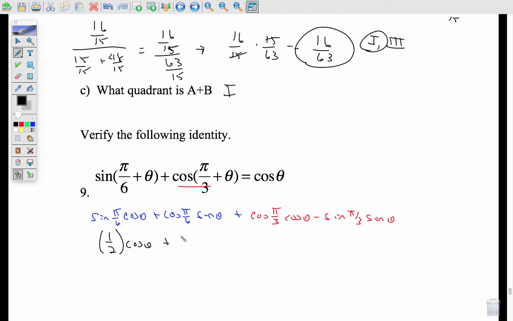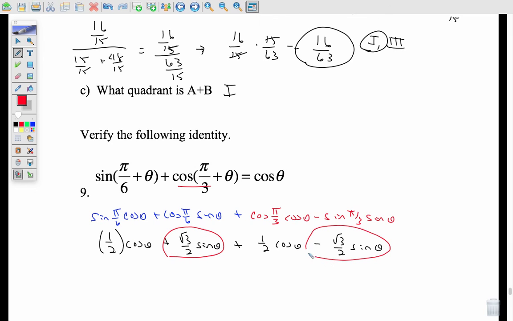Both of those angles should look familiar because they come straight off of our unit circle. The sine of pi over 6, the same thing as 30 degrees, is 1/2. We don't know the cosine of theta. The cosine of pi over 6 is the square root of 3 over 2, which has to be multiplied by the sine of theta. Moving to pi over 3, the same thing as 60 degrees, the cosine of pi over 3 is 1/2. And the sine of pi over 3 off of our unit circle is the square root of 3 over 2 multiplied by the sine of theta.